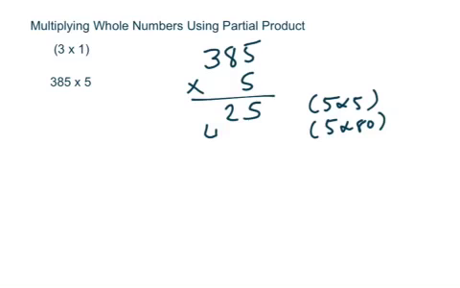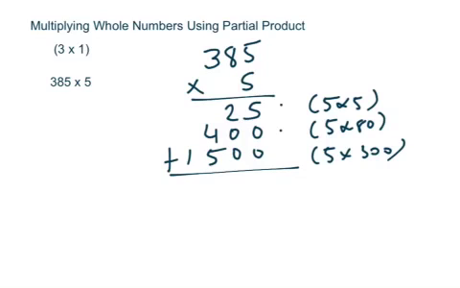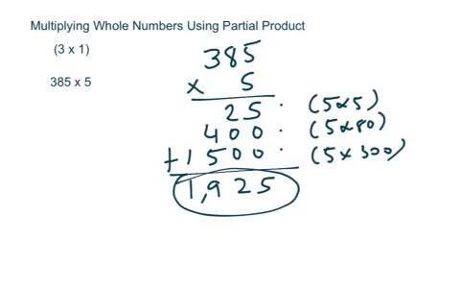Add a 0, 400. And then finally, 5 times 300. 5 times 3 is 15. Add the 2 zeros. We're going to add up our three partial products and get our answer, and get the product. 5 plus 0 is 5, 2 plus nothing is 2, 4 plus 5 is 9, 1 plus nothing is 1, 1,925.